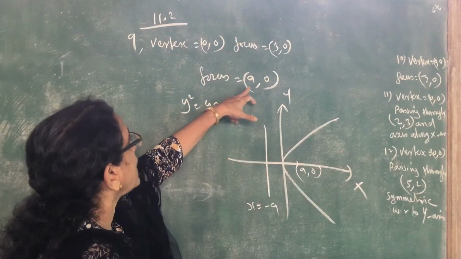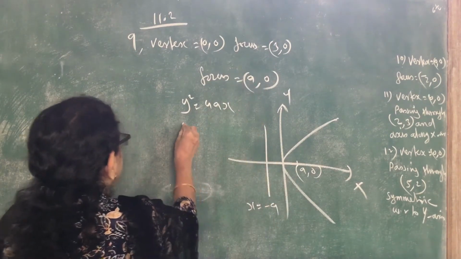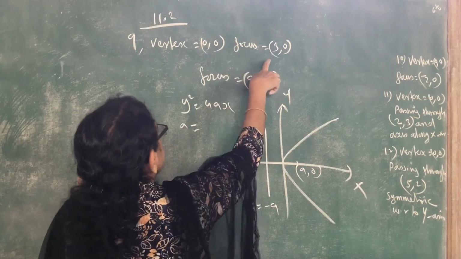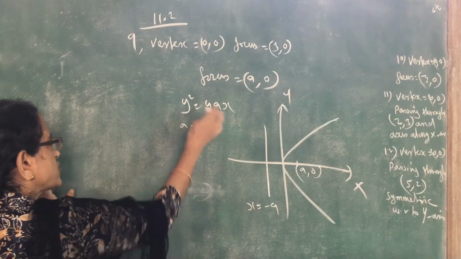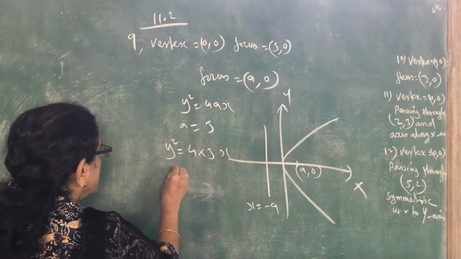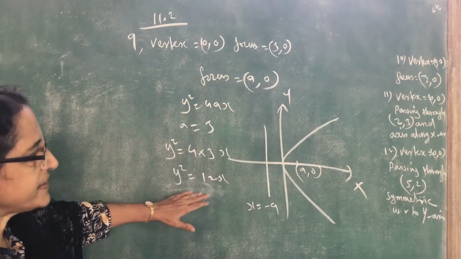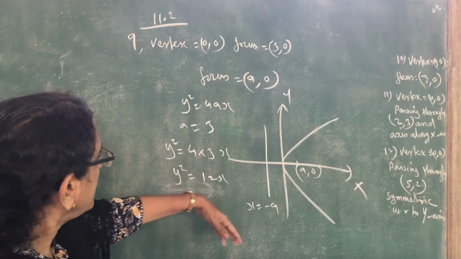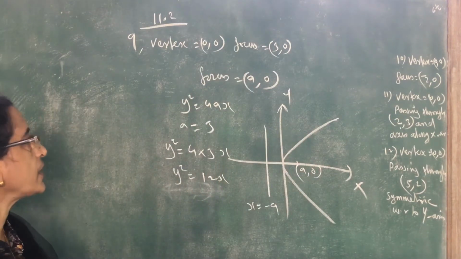So here, comparing with the general form, comparing the focus a, 0 with 3, 0, we get a equal to 3. So the equation of the parabola is y square equal to 4 into 3 into x. Therefore, y square equal to 12x. That is the equation of the parabola. Focus a, 0, so it is the first type parabola, y square equal to 4ax.